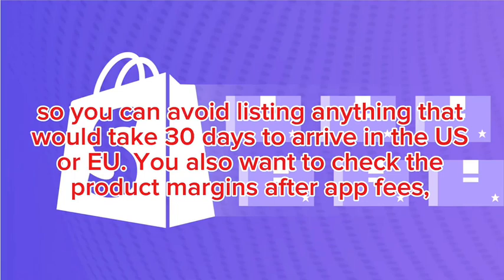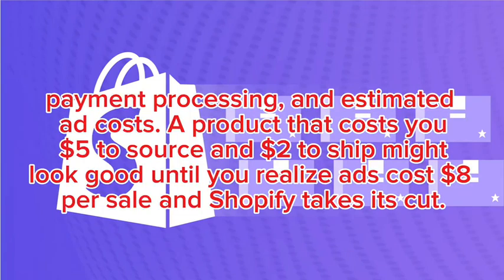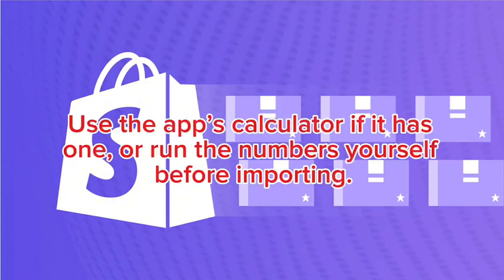You also want to check the product margins after app fees, payment processing, and estimated ad costs. A product that costs you $5 to source and $2 to ship might look good until you realize ads cost $8 per sale and Shopify takes its cut. Use the app's calculator if it has one, or run the numbers yourself before importing.